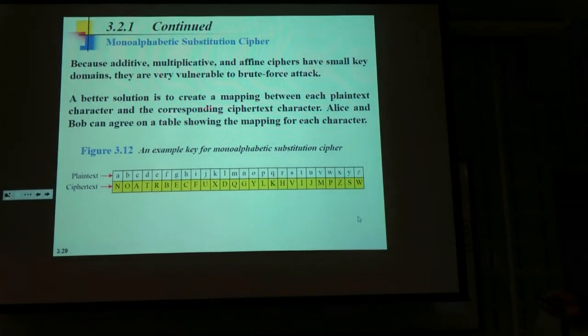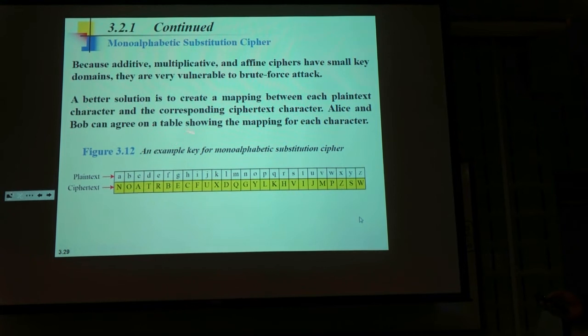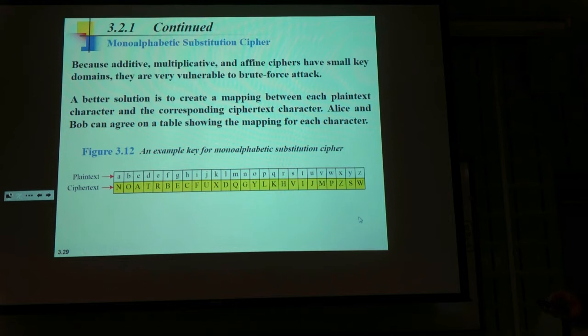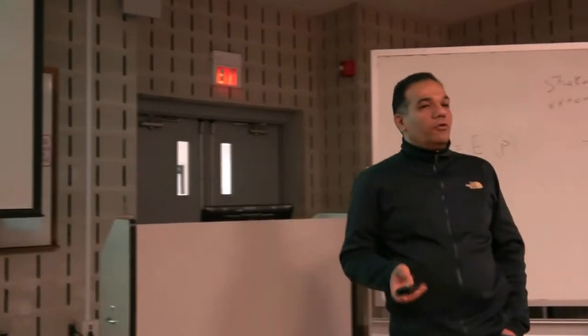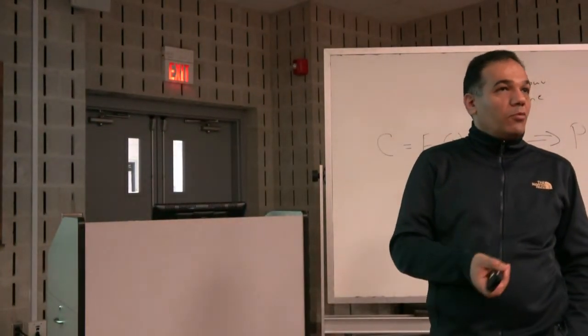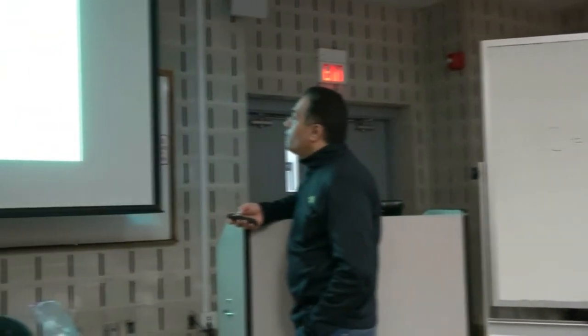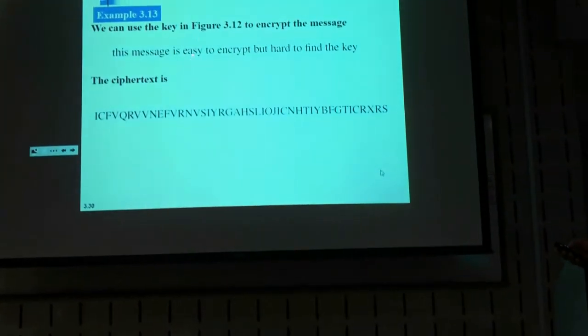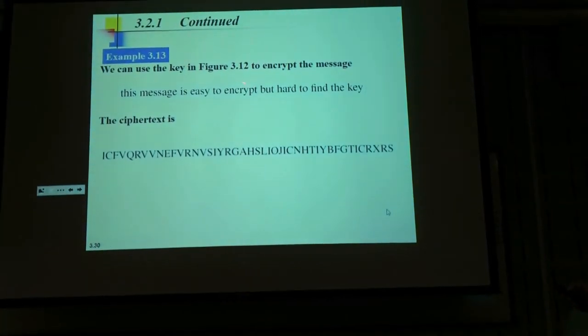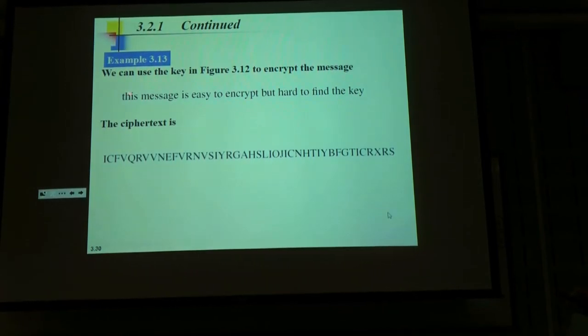So a better solution is to create a mapping between each plain text character and the corresponding ciphertext. Alice and Bob can agree on these. So for every A it has to be N, B has to be O, C has to be N. So it's kind of a mapping. The only problem with this mapping technique is that repeated characters will have repeated ciphers. So we can use the key in figure 312 to encrypt the message.